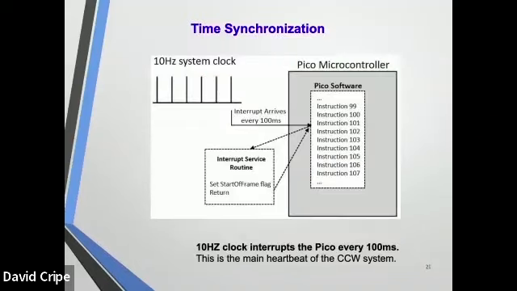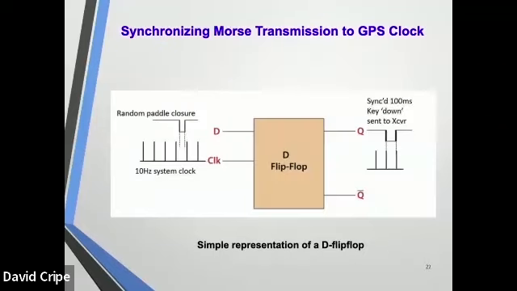Time synchronization was the biggie. This is kind of basic stuff as far as interrupts are concerned, but we have a 10 hertz clock signal stream coming in, and it interrupts whatever the program flow is at any given time, on 10 hertz or 100 millisecond intervals. At each 100 millisecond interval, we have an interrupt service routine that gets triggered. And in that ISR, we do some special stuff that starts processing the data.